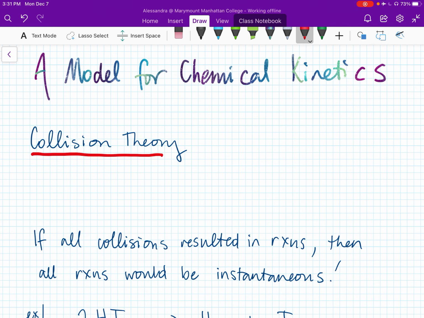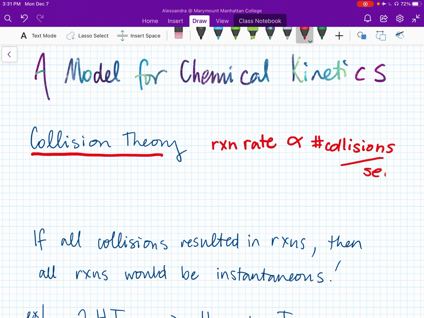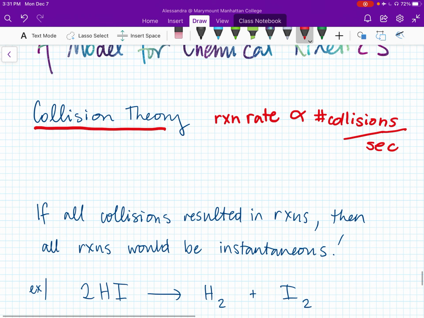The major idea with collision theory is an intuitively obvious one. Reaction rate, or how fast a reaction goes, is going to be proportional to how many collisions you have, the number of collisions that you have per unit time. So the number of collisions per second, let's just say. Okay, this seems like a reasonable idea. The more collisions you have, the faster your reaction is going to go. However, there are some limitations.